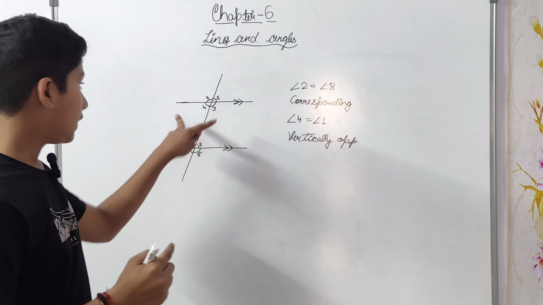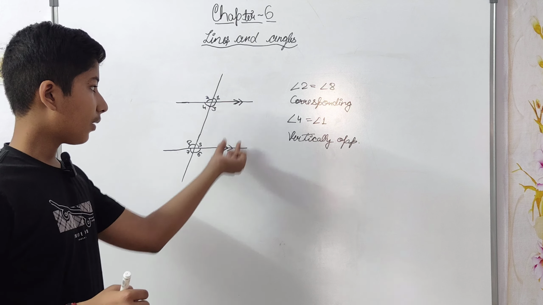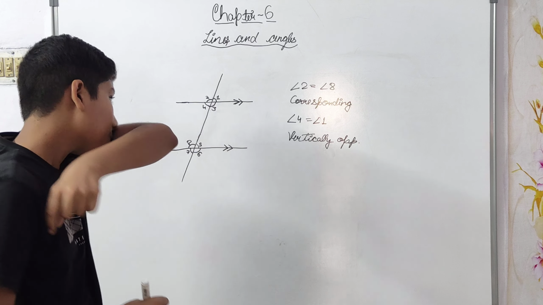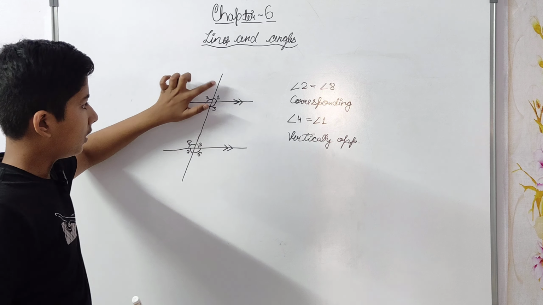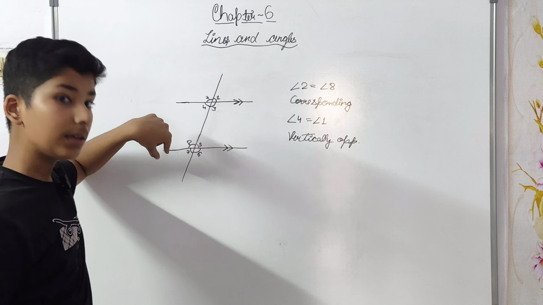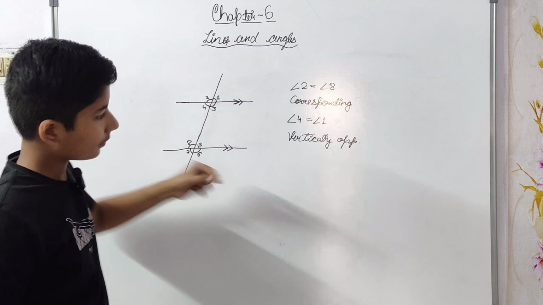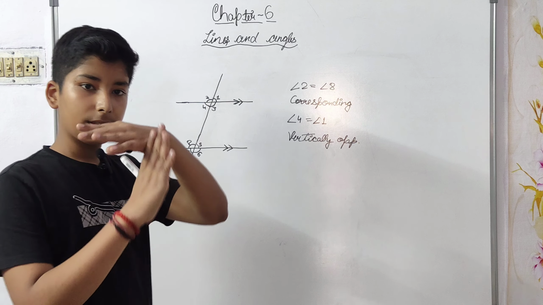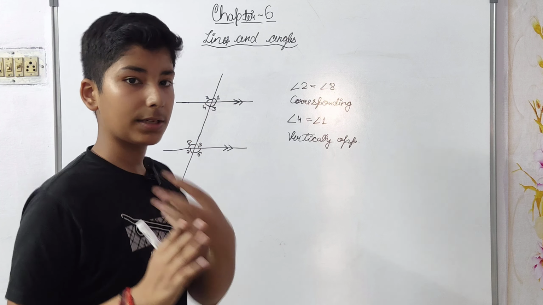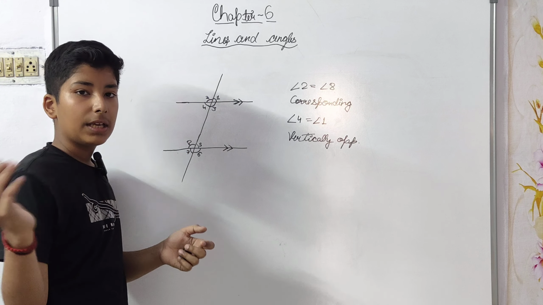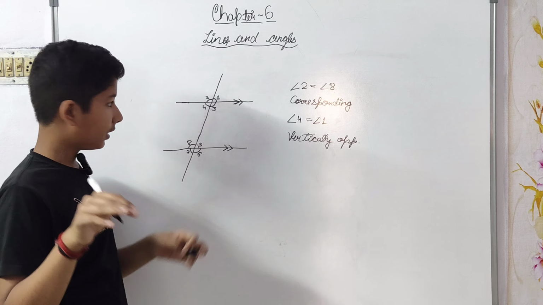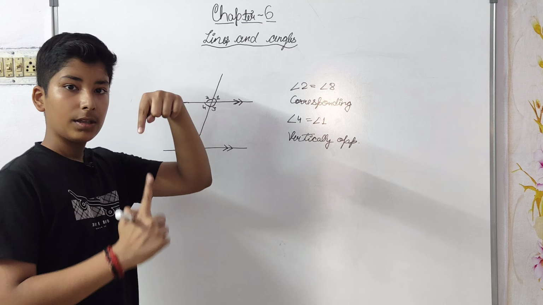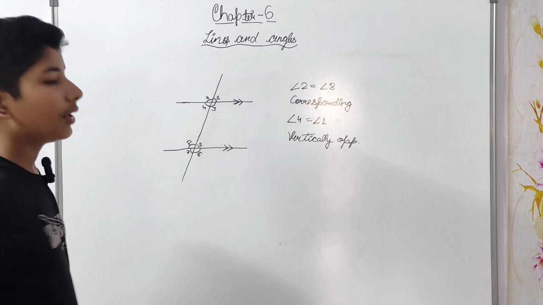Let me tell you one thing. These two lines are parallel. There is the symbol of parallel, two arrows together. Corresponding is when this upper angle and this lower angle are the same. Vertically opposite is when two straight lines cut each other, intersecting each other, not bisecting. The angles on opposite sides will be vertically opposite angles.